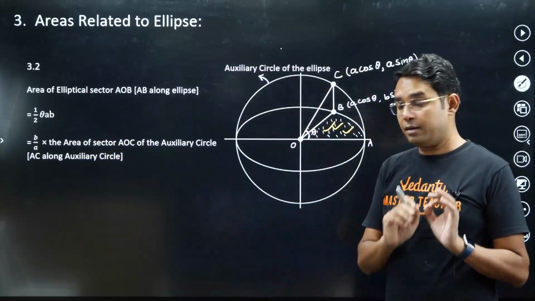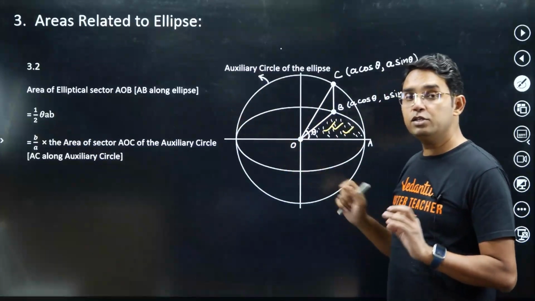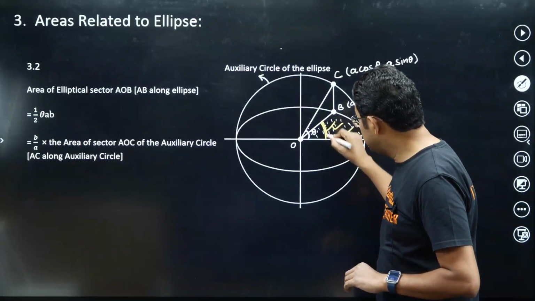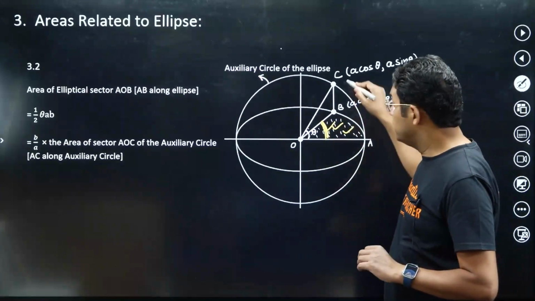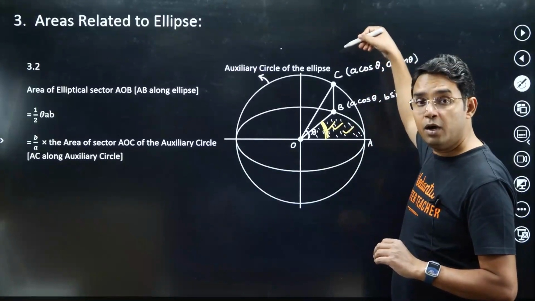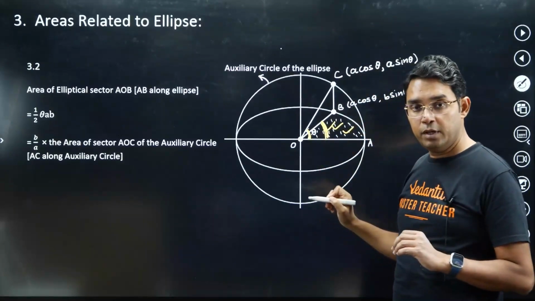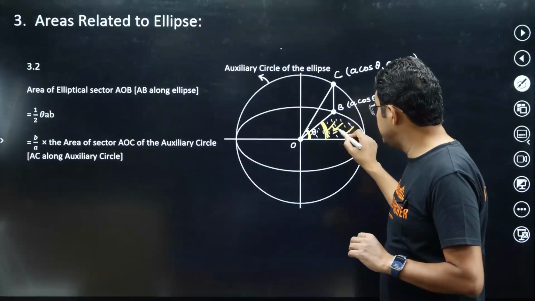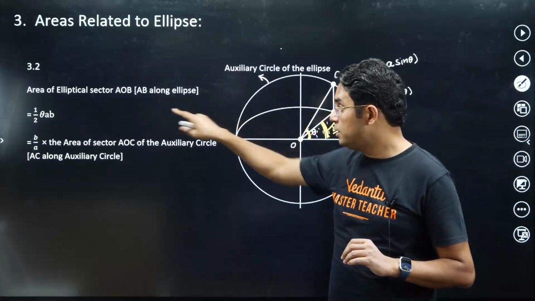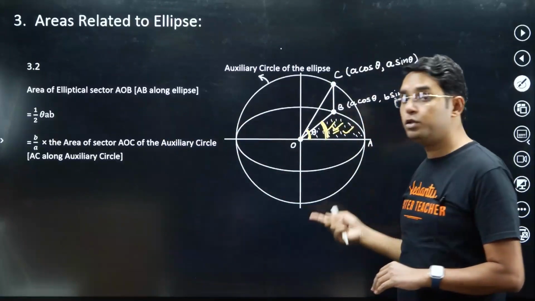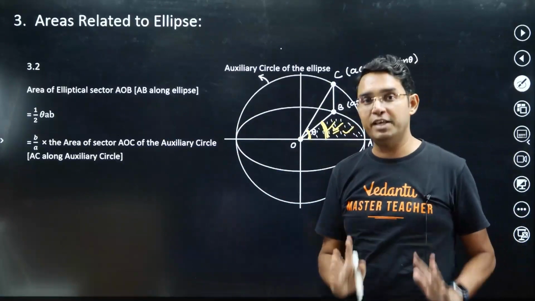But remember this thing: the theta here is not the angle seen directly here. It is actually the angle of the corresponding point on the auxiliary circle, and geometrically this angle would be theta. So never use this angle as theta to find the area using this formula. It has to be through the auxiliary circle always.